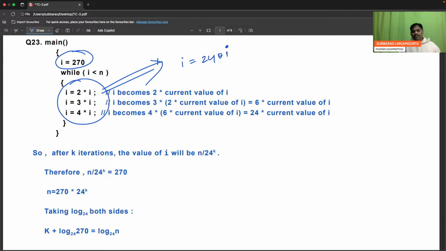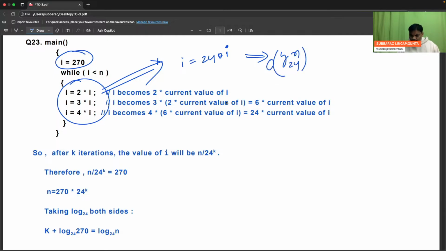So initially I is equal to 270, then I keeps on incrementing every time by multiplying by 24. Always multiply by 24. Everyone knows, right? Into 2 is nothing but divide by 2. The only thing is, start from a big number, you divide. Start from a small number, you multiply. So the answer is going to be log n base 24. Answer is log n base 24.